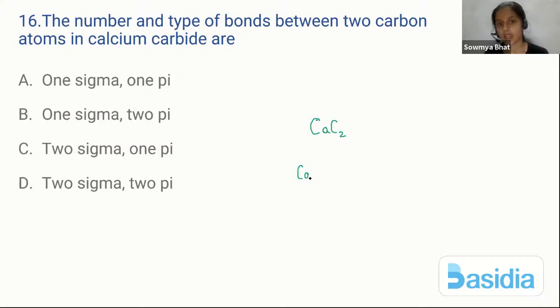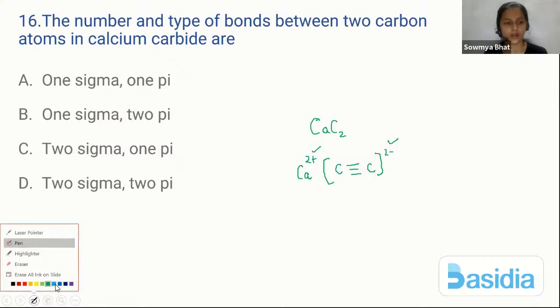That means Ca, the calcium, we know that it is divalent, and the C2 is 2 minus. One carbon has 1 minus, the other carbon also has a 1 minus charge. Since they carry a -1 charge, there should be a triple bond between them. This is in the ionic form, so you don't consider the bond between Ca and C2. You just consider the bond between the 2 carbon atoms here.